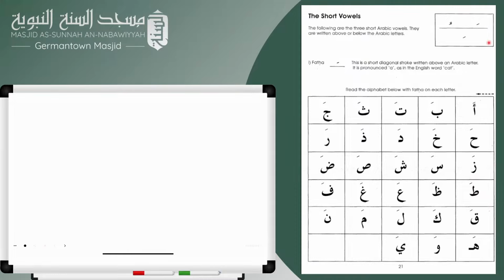What the author has done is that he has brought the 3 basic short vowels in Arabic and put them on top of each of the letters so that we can know what they sound like when each letter carries a short vowel. Each letter can carry only 1 short vowel. You will not find a letter that would have 2 short vowels.